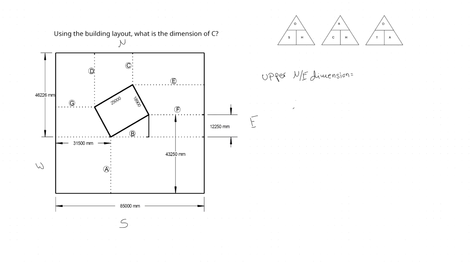Okay, so let's see. We have 46, I'll write it over here, 46 to 26 minus the 12 to 50, right? So the whole dimension here, a straight line, minus this one will get us this one. So let's punch that into the calculator. 46,226 minus 12 to 50 gets us 33,976. Wow. Much harder to write on this pad than on paper.